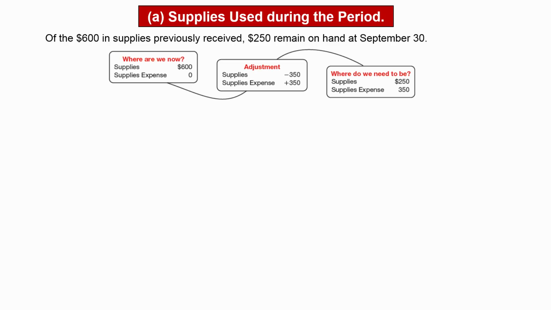So, where are we now with supplies? $600 there. Again, we don't want to have $600 there. We want to have, where do we want to be? $250. We have zero for supplies expense, but it'd be appropriate for us to think about the amount of supplies expense as being the difference between the $600 and the $250, or $350.